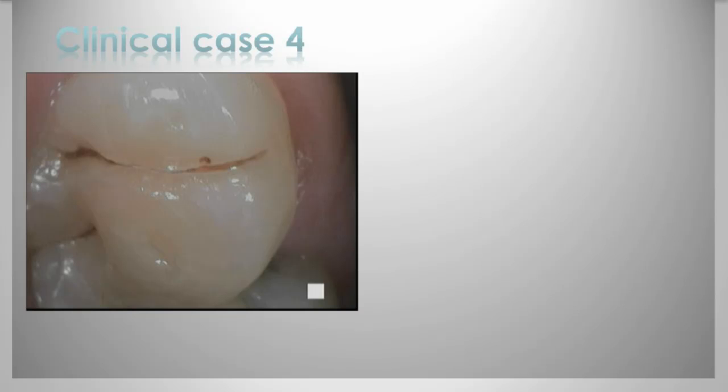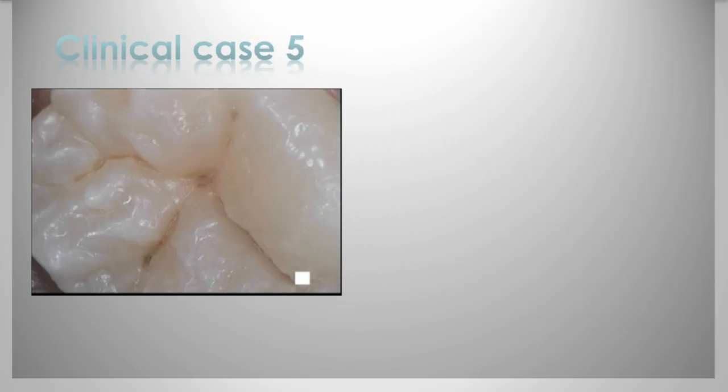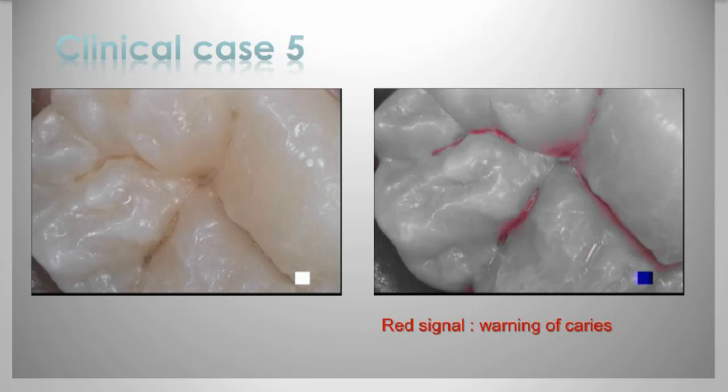Clinical case number 4, again, just looking at the stain here, and again, an Explorer probably wouldn't be penetrating this at all, but then we can see where we get a confirmation that actually we do have a warning of caries. Clinical case 5, again, the same thing. We could see a little bit of the staining, but then we get in and we can really see the extent of things in the groove.